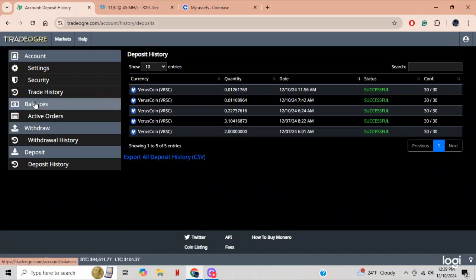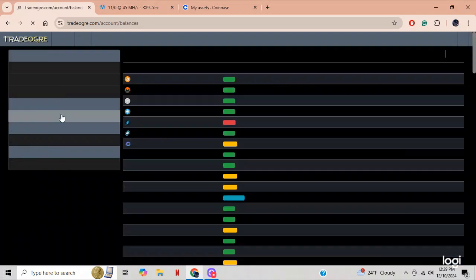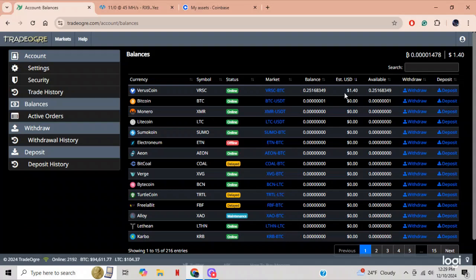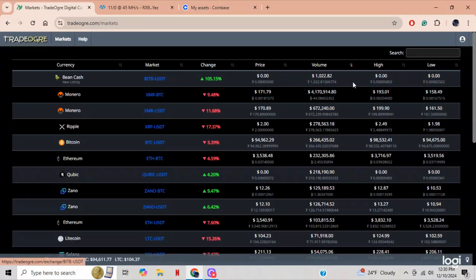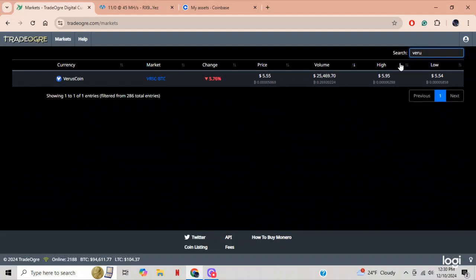So let's go to my balance, and there it is. I did have $1.32 in there, and it's now $1.40. So at this point, if you want to continue on taking your Verus coin out, you would go over here to markets. Right up here, you would put in Verus coin, or just Verus.